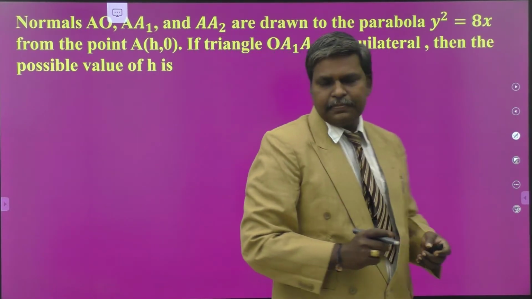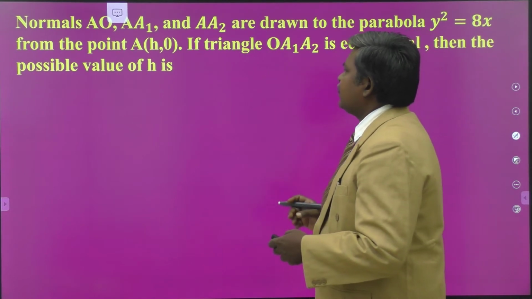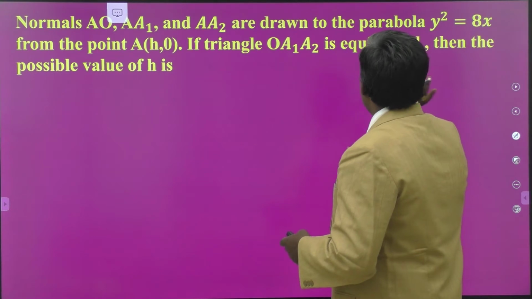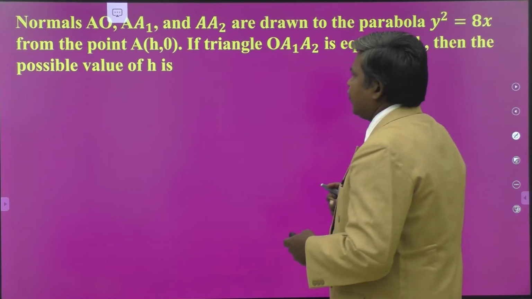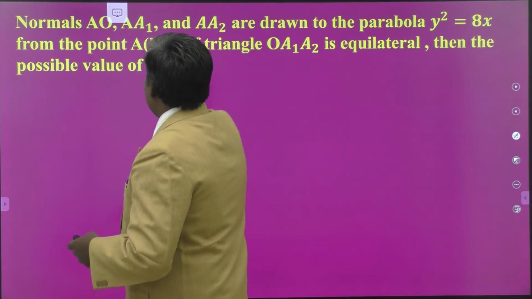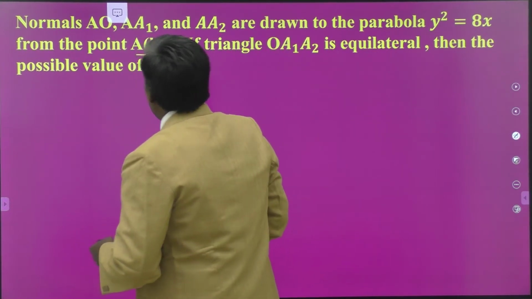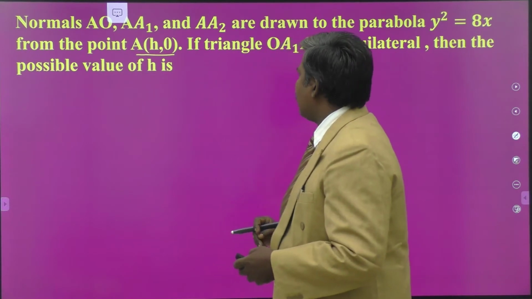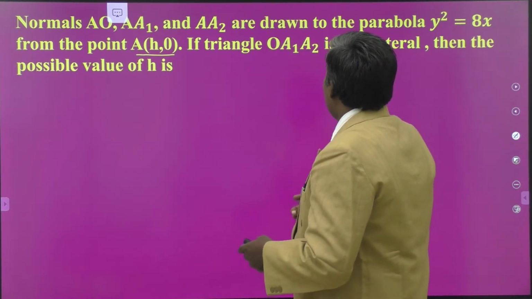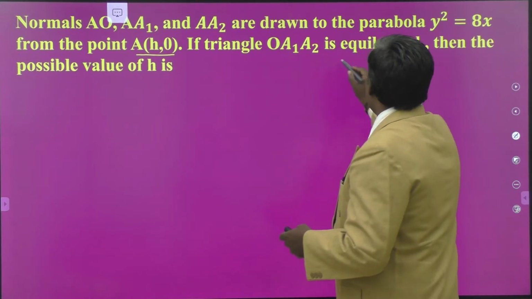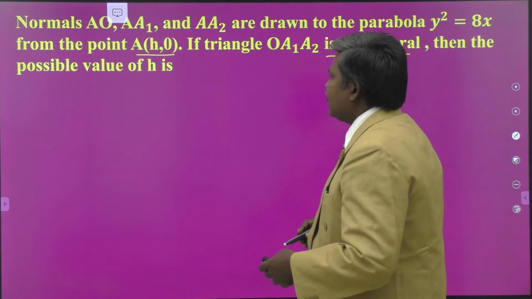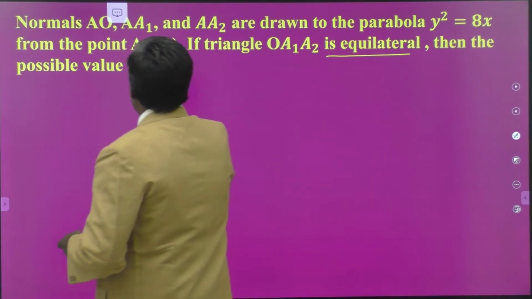This is the question. Normals OA, AA1, AA2 are drawn to the parabola y square is equal to 8x from the point (h, 0). So three real and distinct normals are drawn from the point on the axis of the parabola y square is equal to 8x. If the triangle OA1A2 is equilateral, then the possible value of h is what?